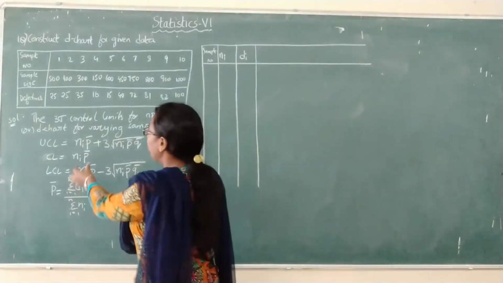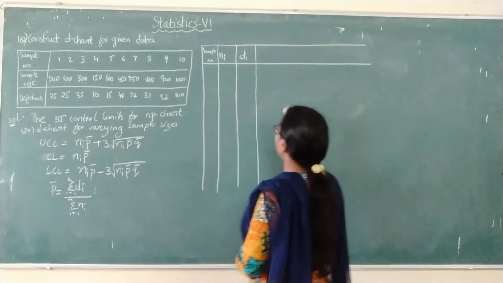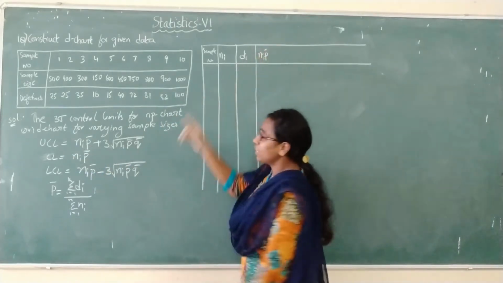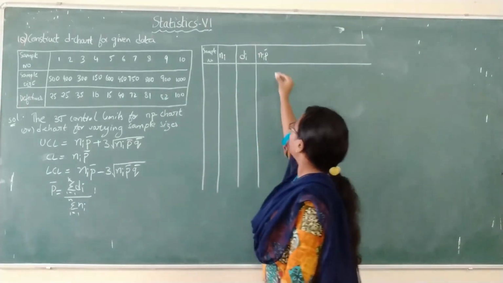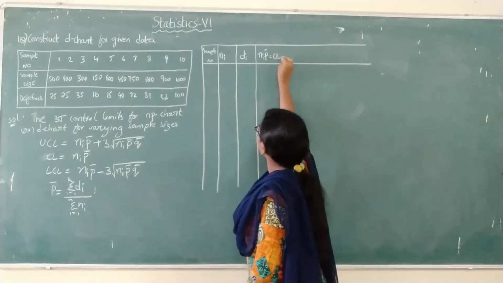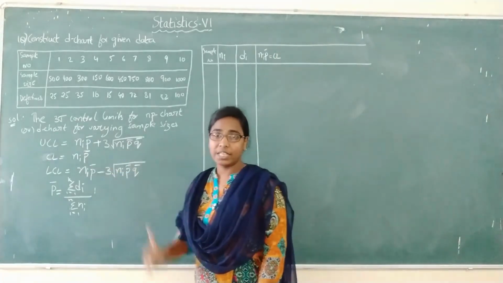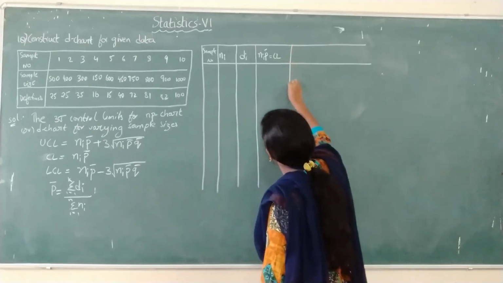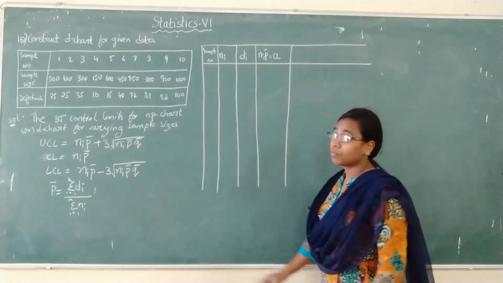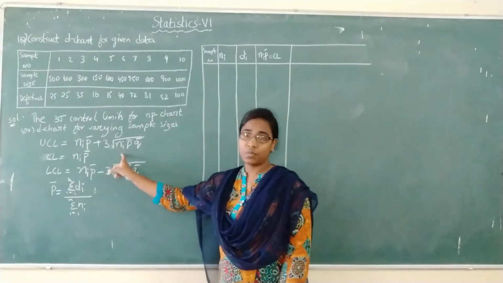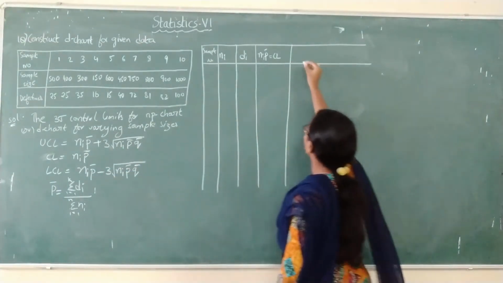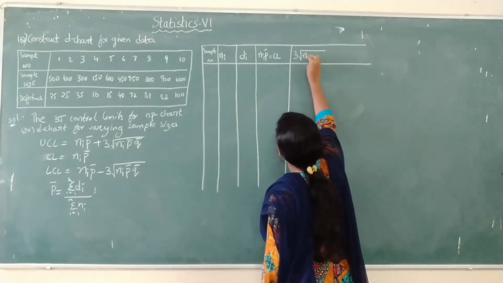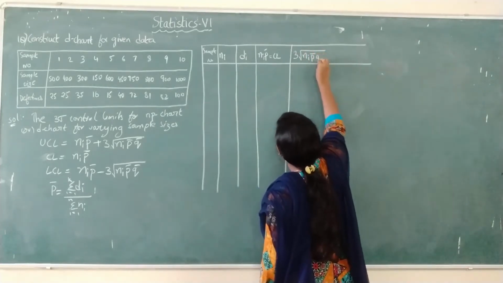So for the first value we will create a column, that is Ni into P bar. What is this Ni into P bar? Ni into P bar is nothing but your CL. So write a column for that, Ni into P bar. Next, you have to create a column for this value, that is 3 into under root Ni P bar into Q bar.